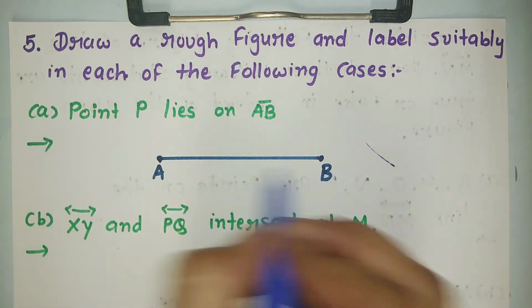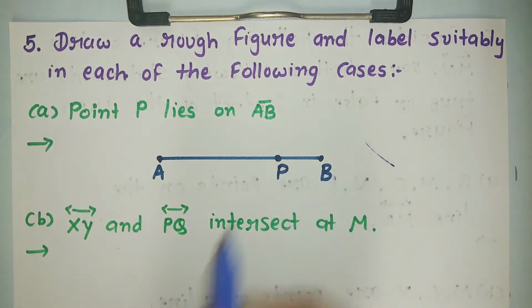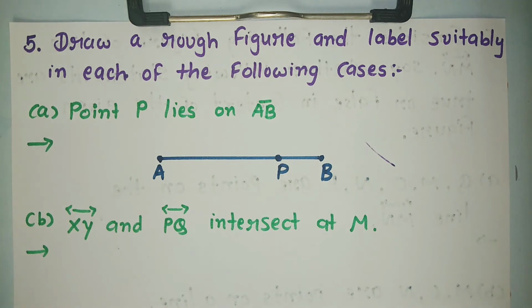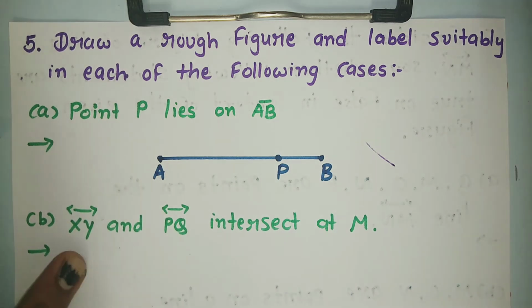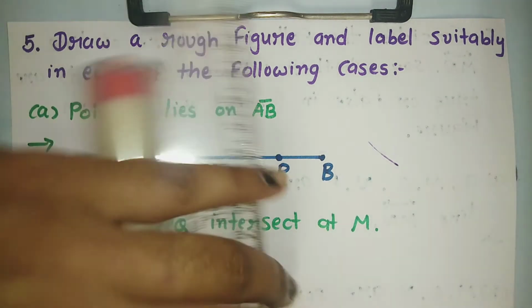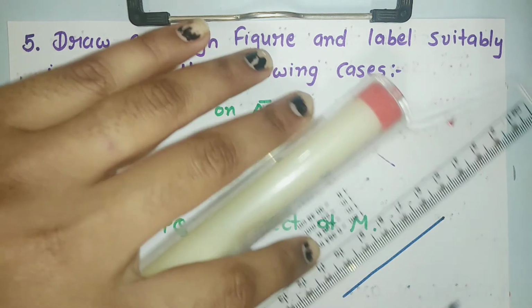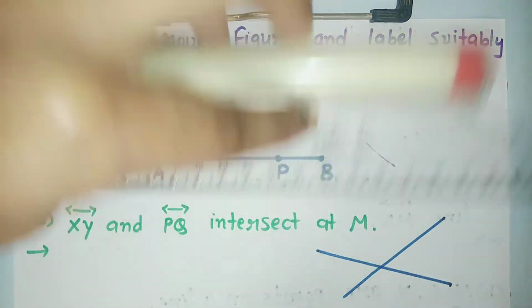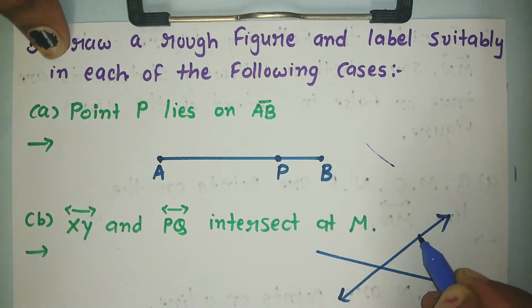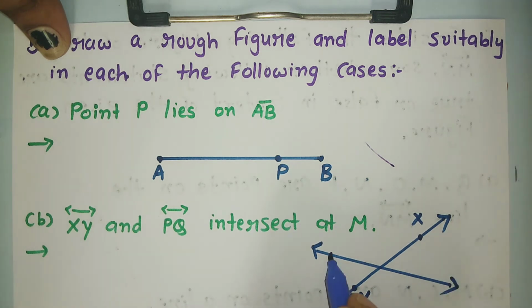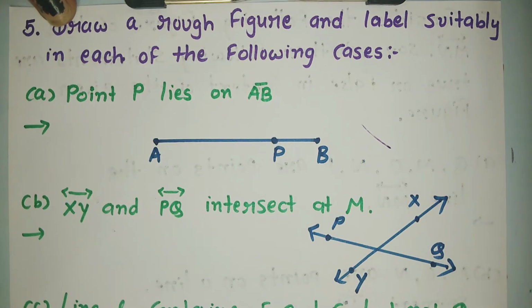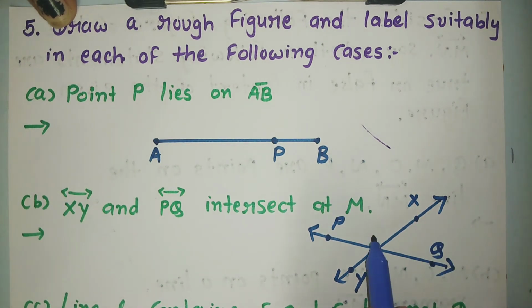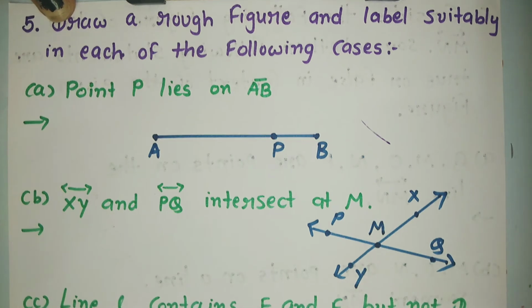Which point lies? I can put it anywhere on the line segment. So point P is on line segment AB. XY and PQ intersect at M. These XY and PQ are lines. So I am drawing here XY. This is the line XY. This is the line PQ. So XY and PQ lines intersect at point M.